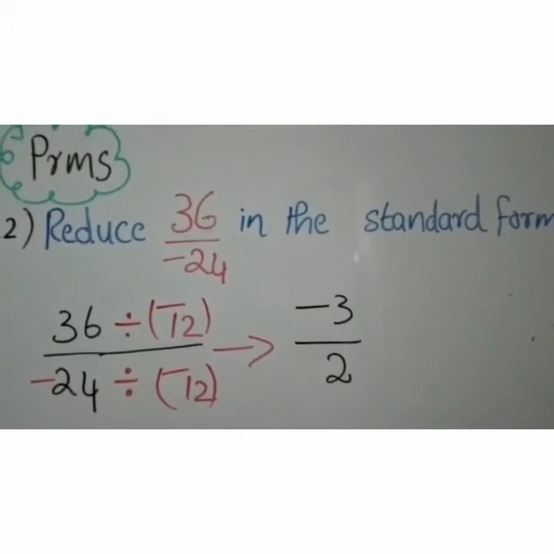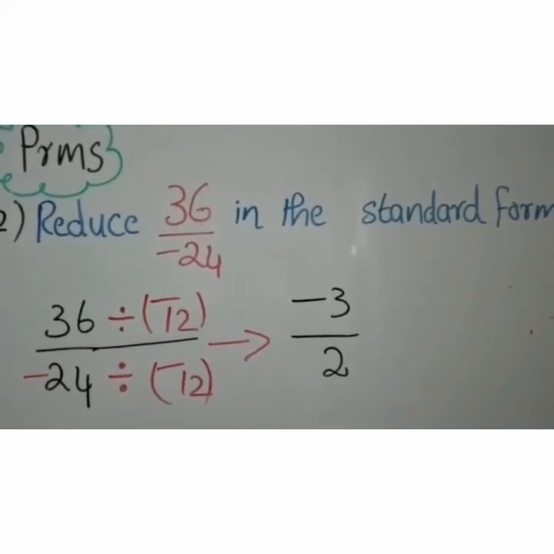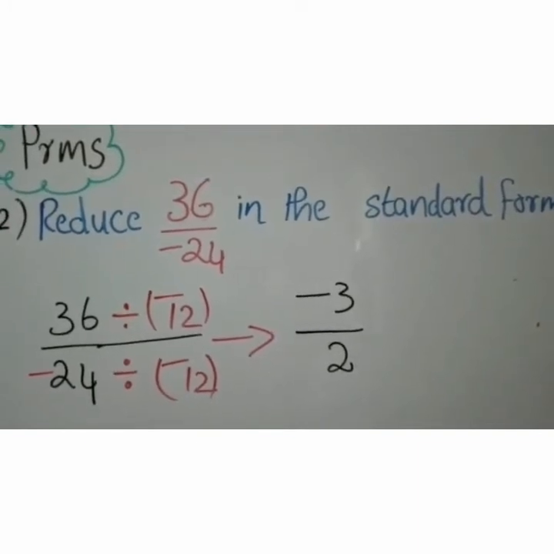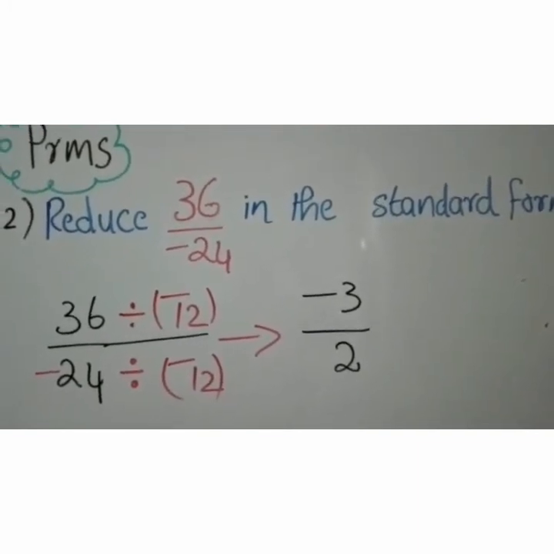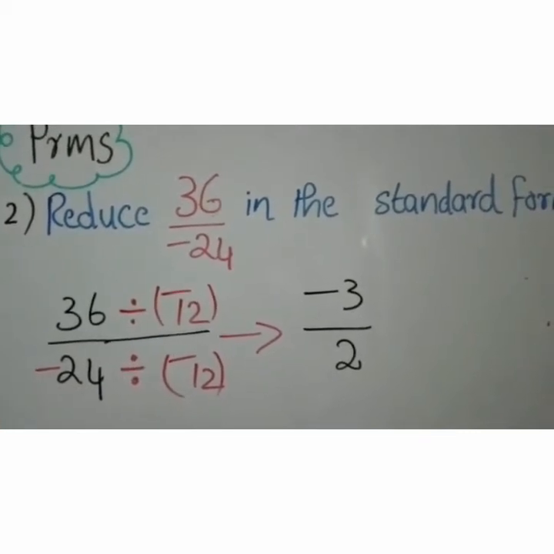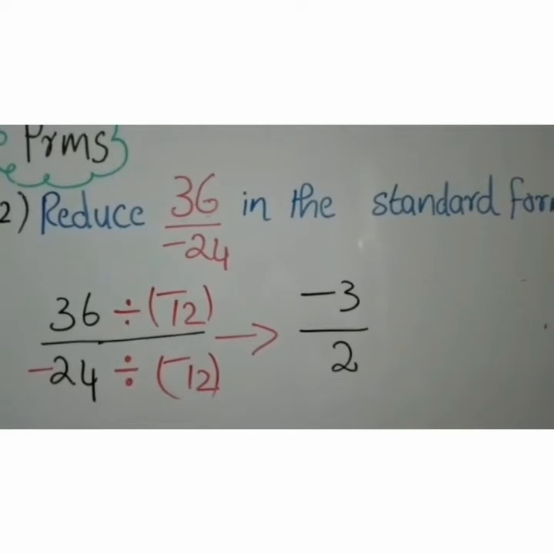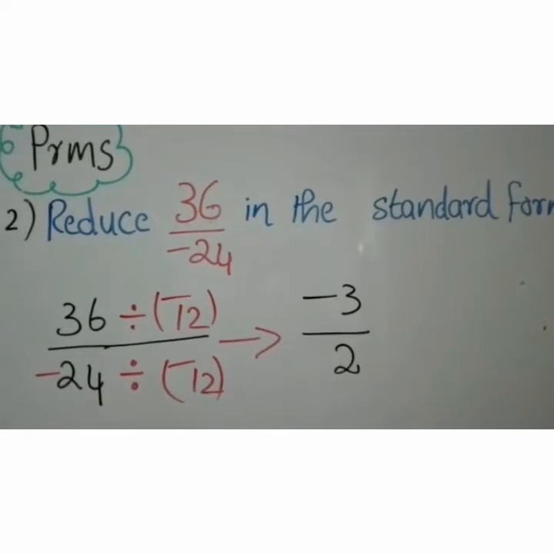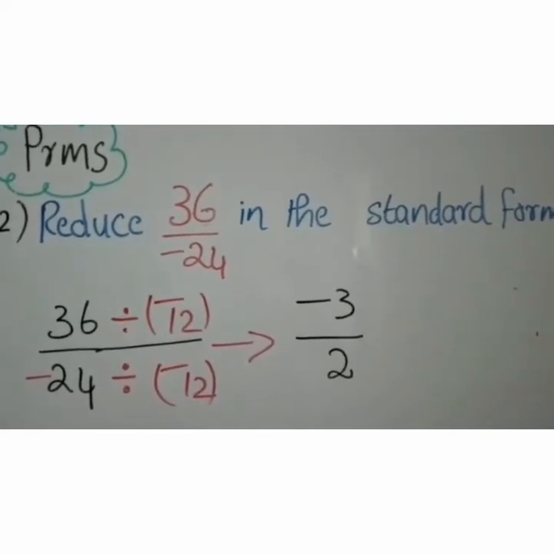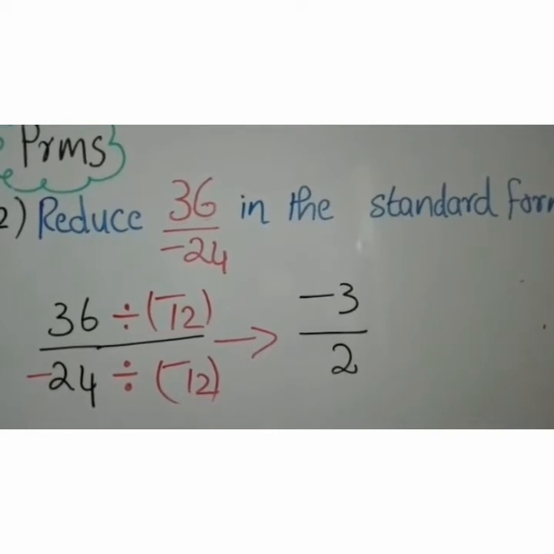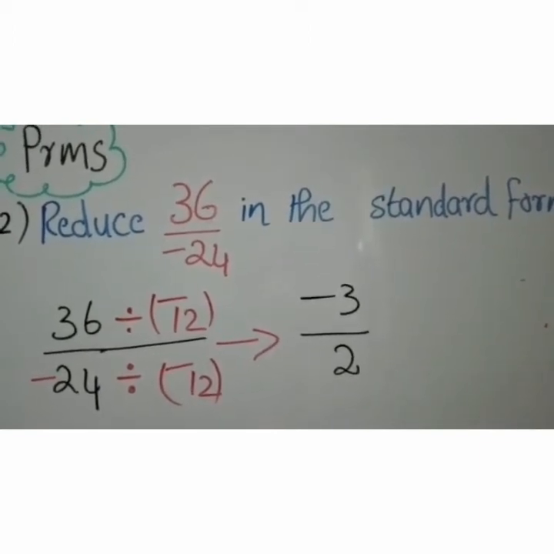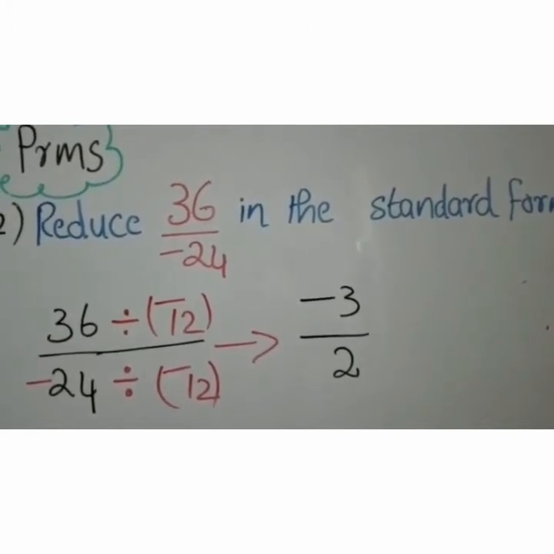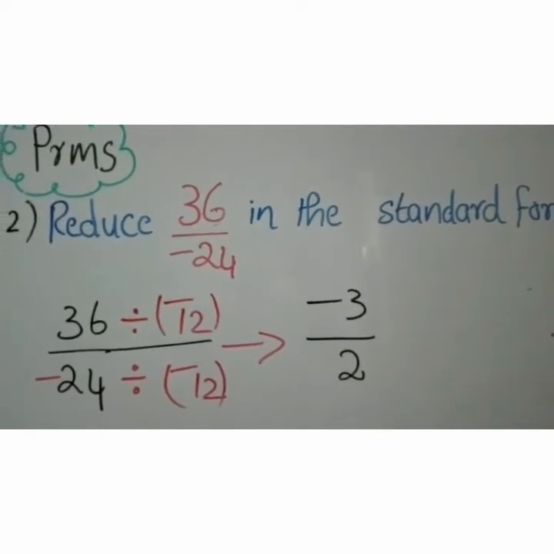So find the common factor between 36 and 24. If it is not easy to find 12 as the common factor, you can divide by 2. Then again find the common factor for that result, and finally you will get the answer. Now here 12 is the common factor for both the numerator and the denominator. So 36 divided by negative 12, then negative 24 divided by negative 12. So in the numerator you will get negative 3, and in the denominator negative by negative is positive, that is 2.